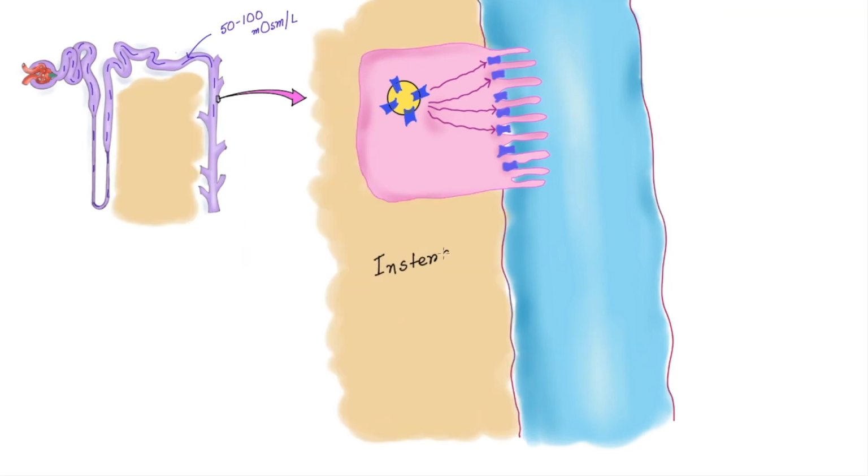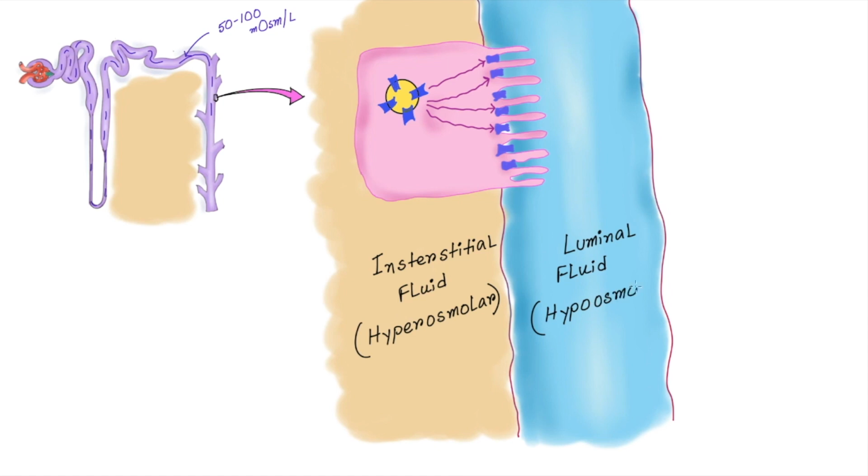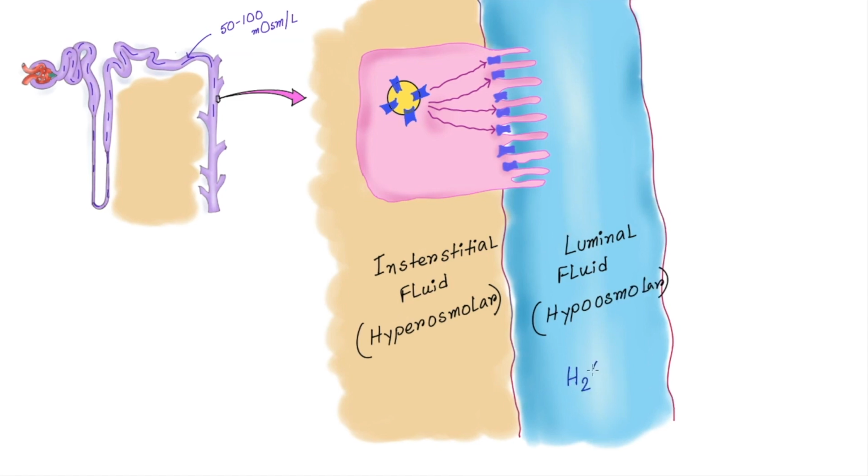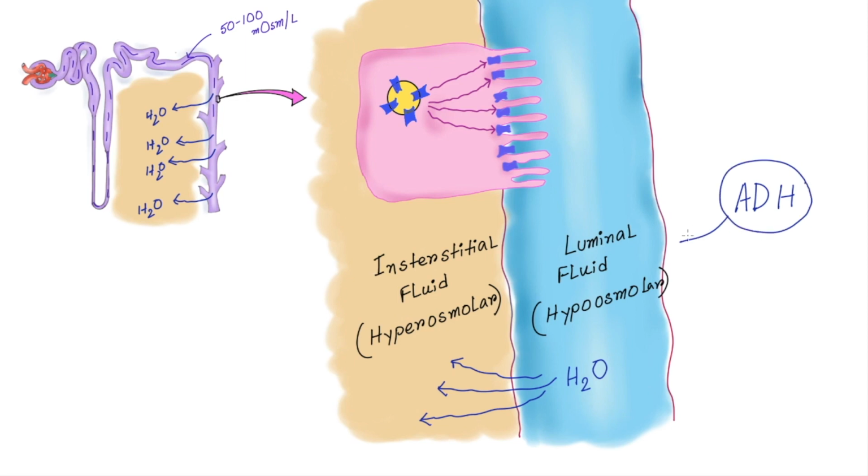Now, listen carefully. The interstitial fluid here is hyperosmolar, but the luminal fluid is hypoosmolar. So the direction of water will be from here to here, which means water is reabsorbed back into the interstitial fluid from the luminal fluid in the presence of ADH. So if ADH is present, the distal part of the nephron will be water permeable and you will pass concentrated urine. But if ADH is not there, extra water will come out of your body as diluted urine.